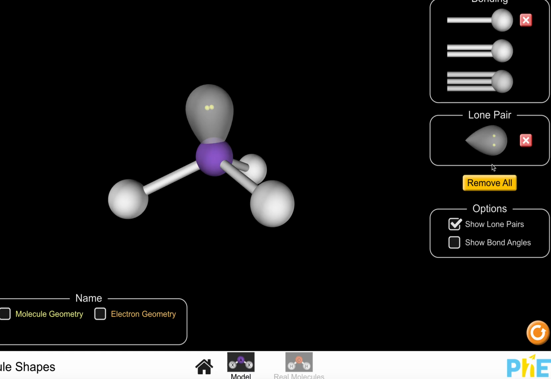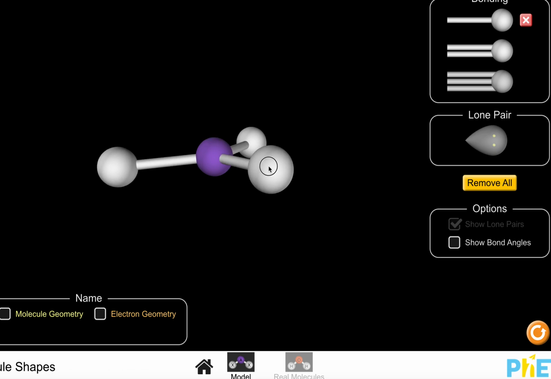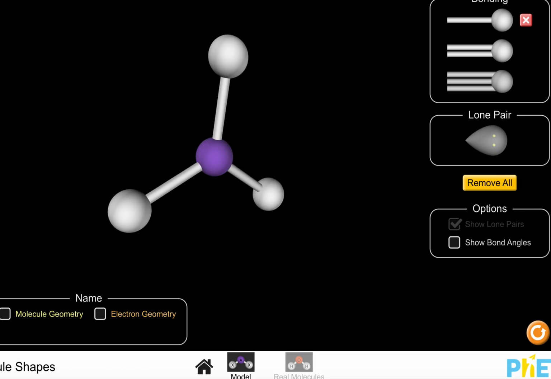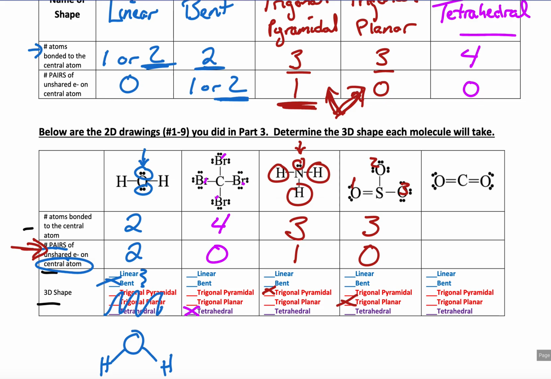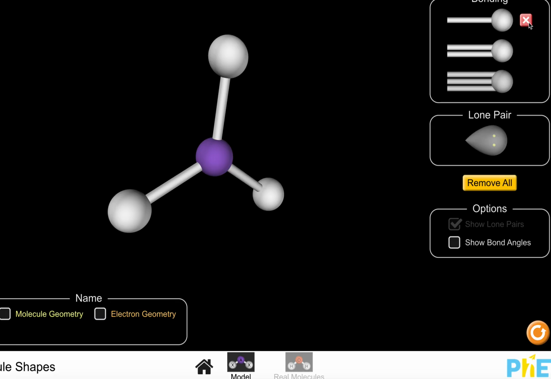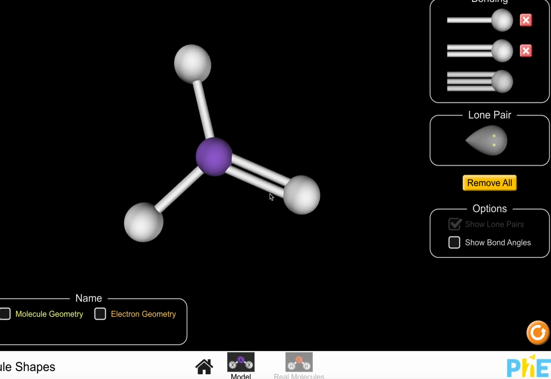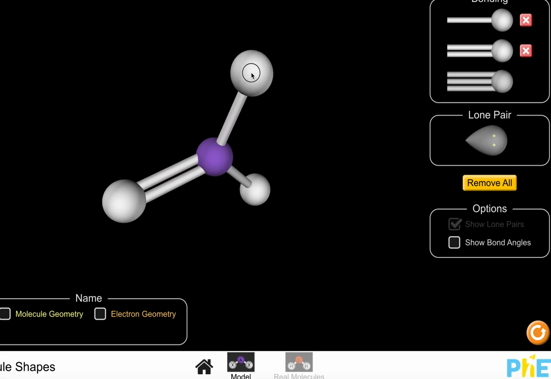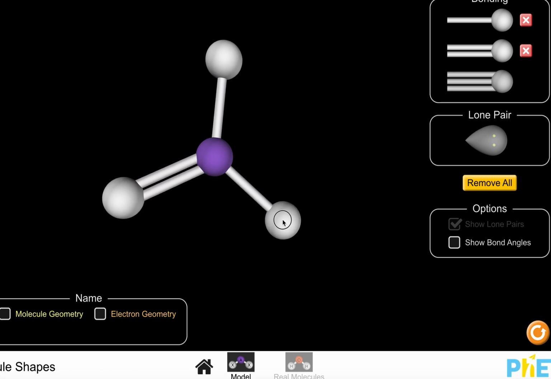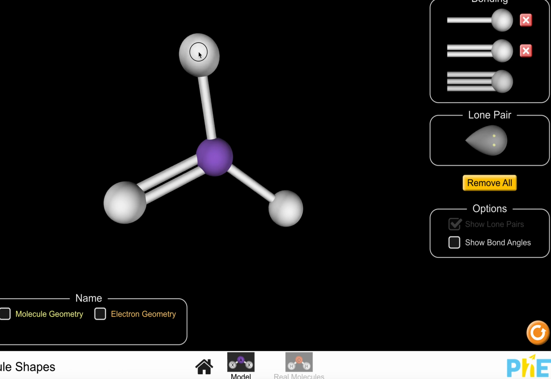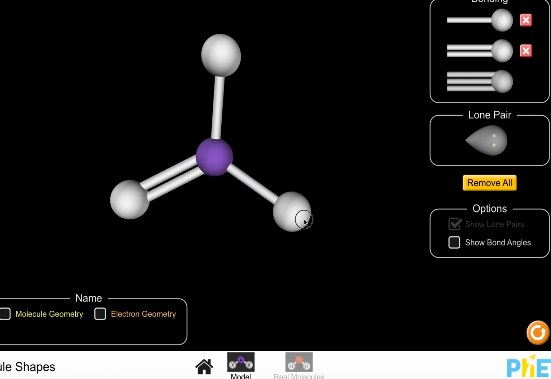That molecule looks like this. 3 atoms bonded to the center. Now, one of them is a double bond, so I'm going to switch one out. I'll take out a single bond and put in a double bond, but notice how it's still the exact same thing. These atoms are 120 degrees away from each other.